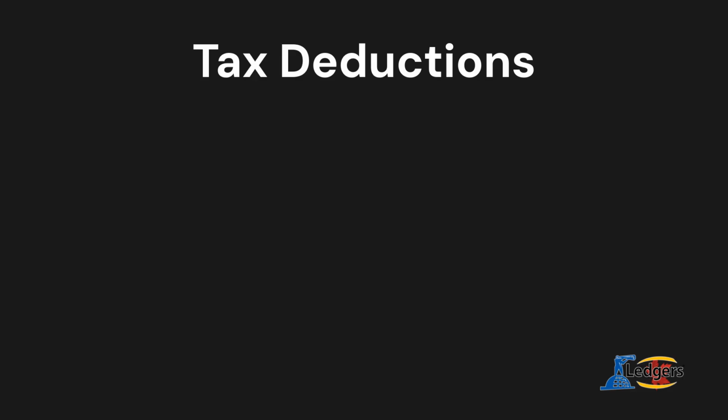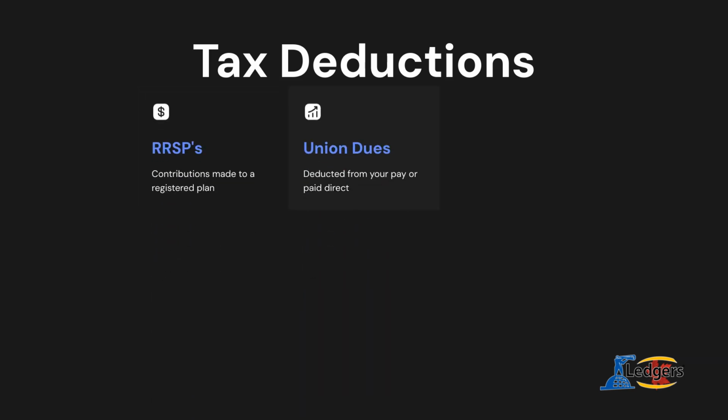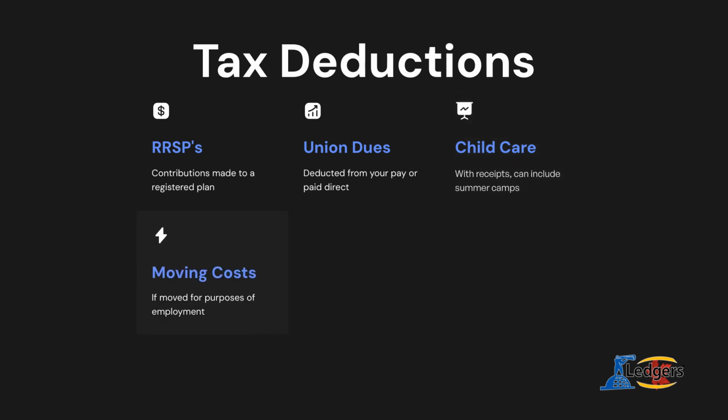Here are some of the most common tax deductions. Tax deductions reduce your taxable income, and therefore quite often trigger a tax refund. The most common are contributions to your registered retirement savings plan. Union dues and professional membership dues are also deductible. You can claim a credit for childcare expenses when the expenses are incurred for the purposes of earning employment income.